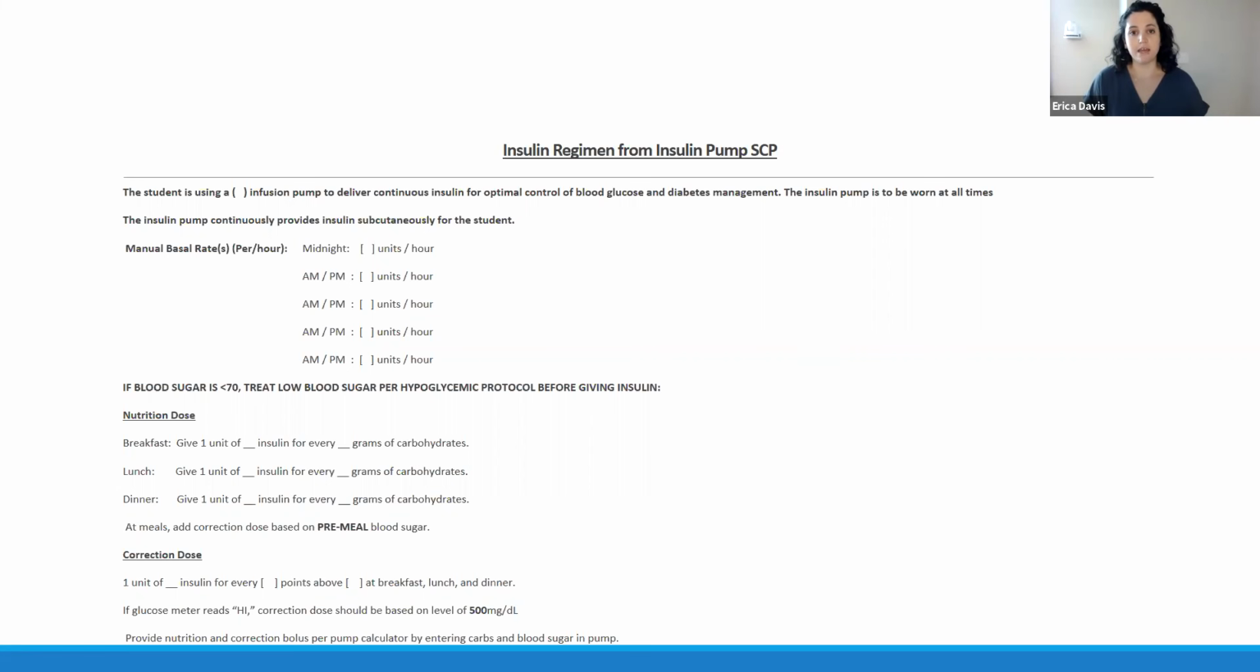So we will be putting an insulin to carb ratio and a correction dose in the insulin pump school care plan. One thing that we want to point out is that very last line, provide nutrition and correction bolus per pump calculator by entering carbs and blood sugar in pump. So the insulin pump does take into account a few extra factors that we don't consider when we're on injections. So if you saw that student and you typed in their blood sugar and you typed in their carbs, you might come up with a different dose than what the pump is suggesting. And that is all right because it's taking into account some extra things.